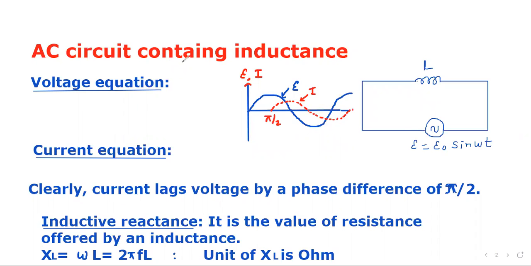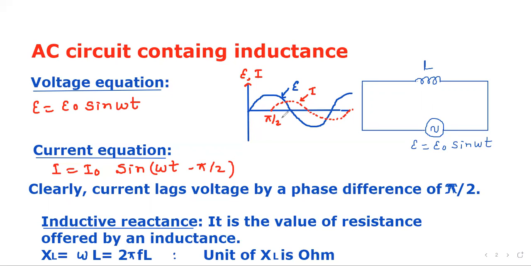Now, AC circuit containing inductance only. So here, this is the inductance. This is the AC source, E equal to E0 sine omega t. So the voltage equation is E equal to E0 sine omega t, and the current equation is I equal to I0 sine omega t minus pi by 2.